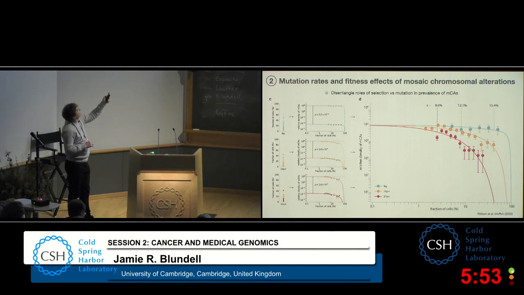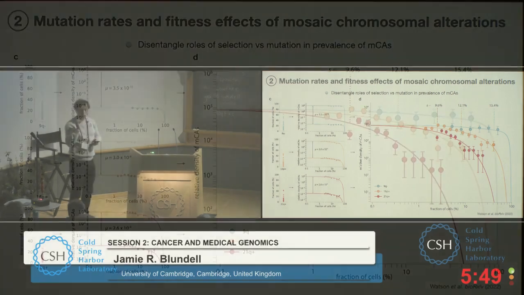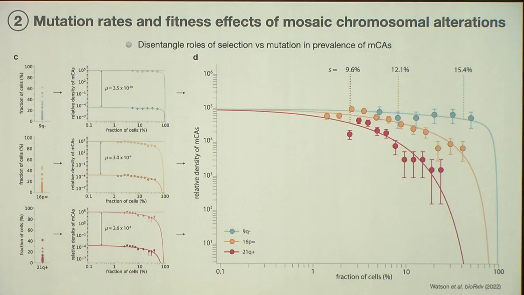So for example, at the top here we have 9q loss. 9q loss is quite rare. We infer it to occur quite infrequently, 3 times 10 to the negative 10 per cell per year. But when it does occur, it seemingly expands rather rapidly. If you look at the distribution, the fall off goes right out to quite high frequencies, and we estimate that it has a fitness advantage of about 15%.